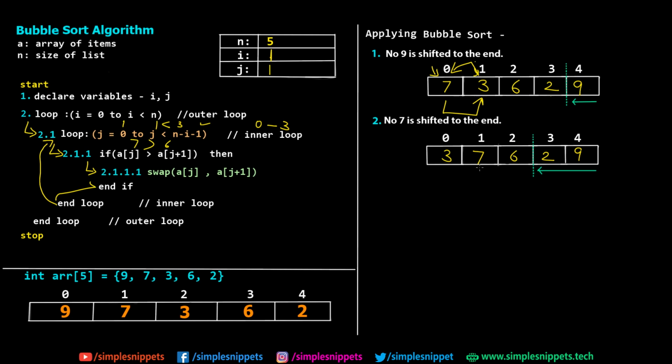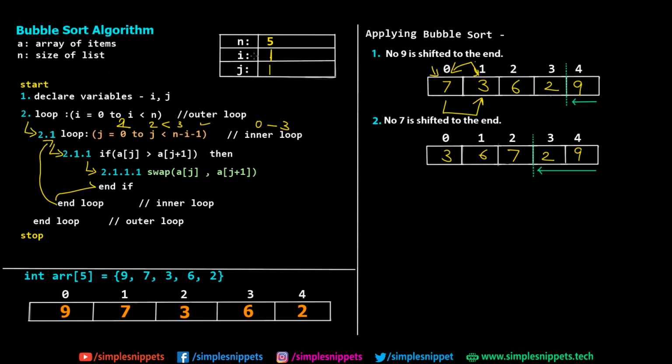So swapping 7 with 6. So let's change it over here only. 6 and 7. Right. So again end if, end loop, come over here. j will now become 2. Is 2 less than 3? Yes. Again go inside. Make the comparison if a of j.